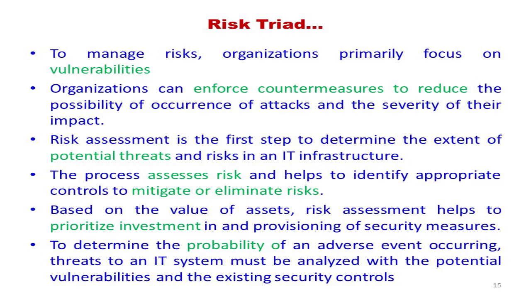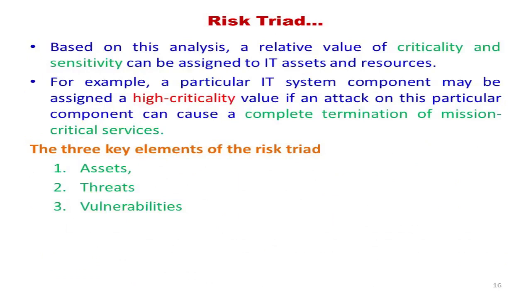To determine the probability of an adverse event occurring, threats to an IT system must be analyzed with potential vulnerabilities and existing security controls. Based on this analysis, a relative value of criticality and sensitivity can be assigned to IT assets and resources. For example, a particular IT system component may be assigned a high criticality value if an attack on this particular component can cause a complete termination of mission critical services.